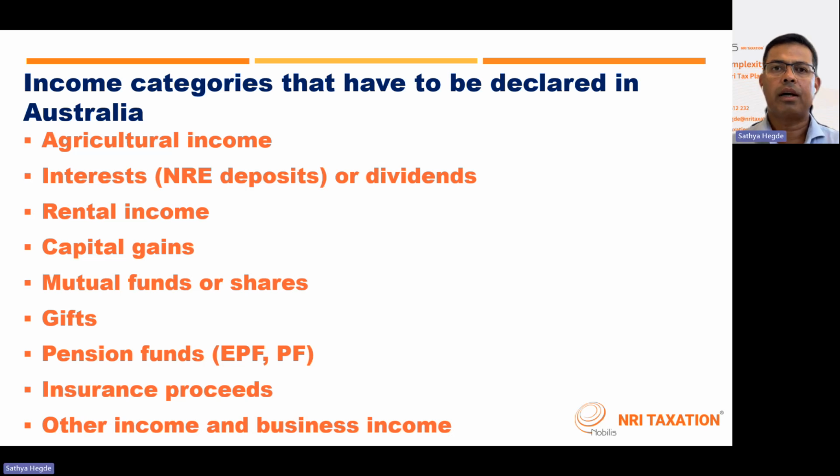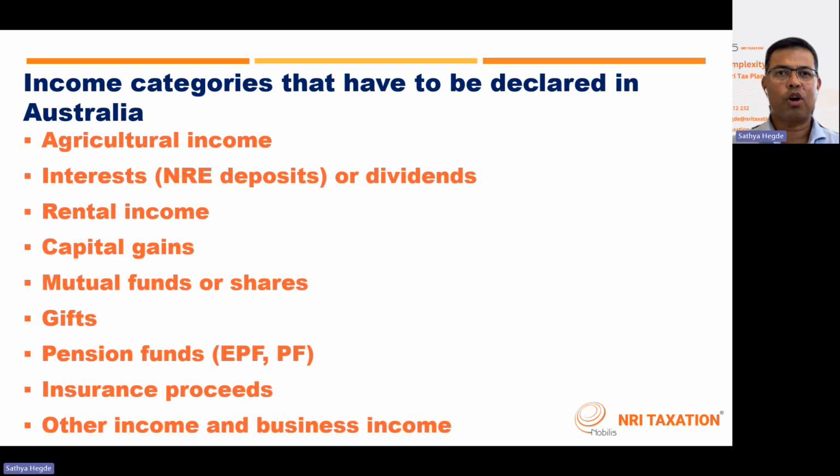Then comes gifts. I'm covering gifts in the next slide because we know that's a very important tax planning tool. And the pension funds. A lot of us withdraw EPF and PF, which is partly exempted in India and partly taxable. However, PPF is taxable in Australia, but not entirely, only a portion of which is taxable in Australia. Make sure that you identify the taxable portion and declare and disclose it in your tax return.